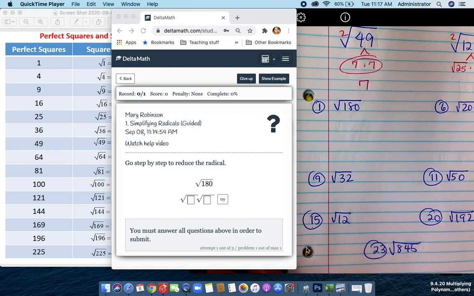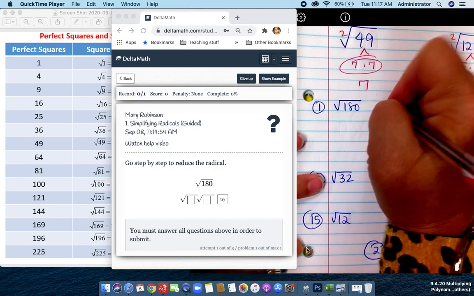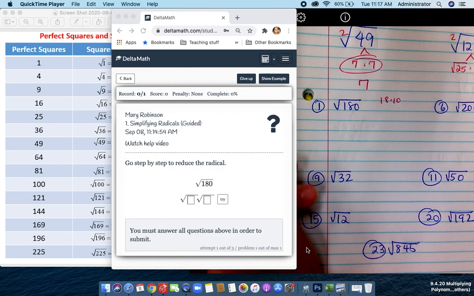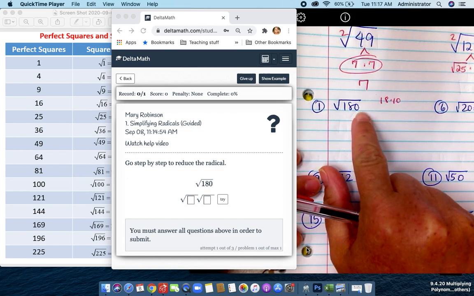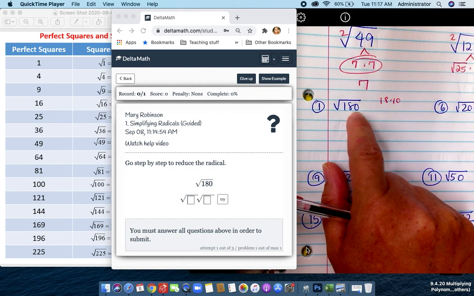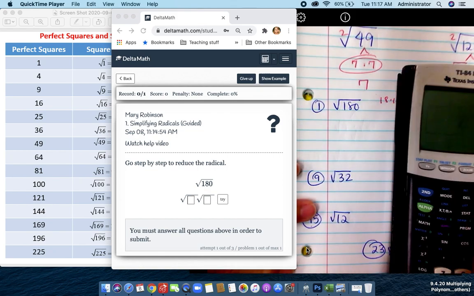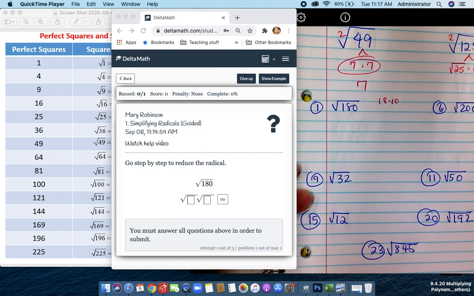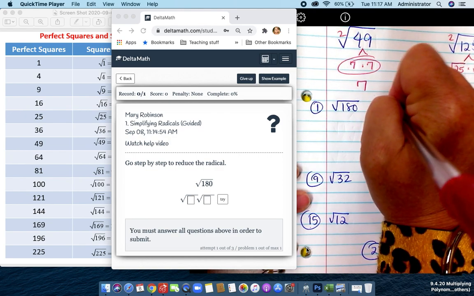180 and probably recognize that this is 18 times 10. We might also recognize that it is, so I'm going to write that down, possibilities, 8 times 10, but recognize neither of those are perfect squares. We might also recognize that 9 is a factor of 18, so 180 must be divisible by 9. So if I recognize 180 and divide by 9, I get 9 and 20. So 9 times 20 is a possibility.